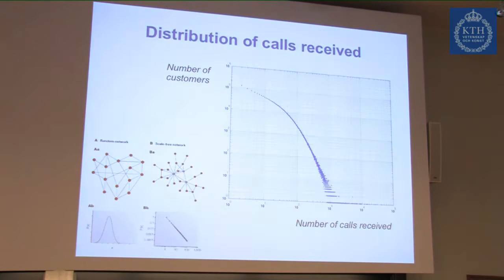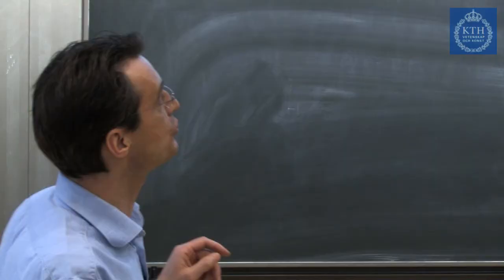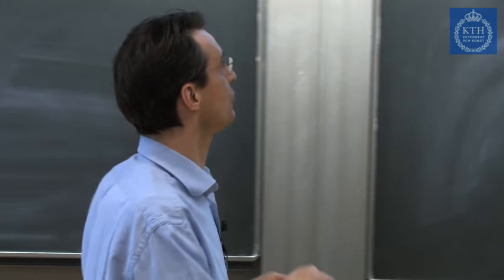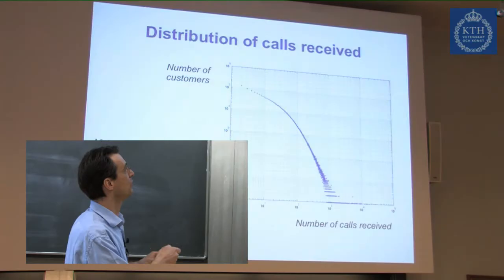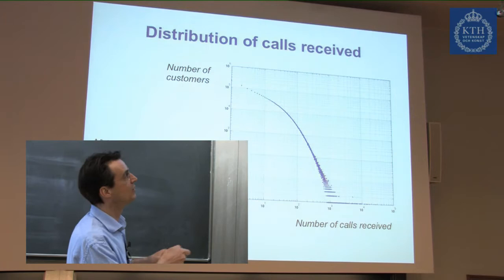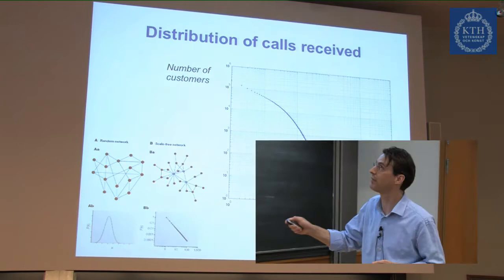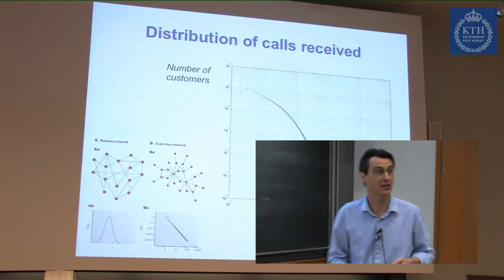I'm showing this just to show that it's clearly not a distribution that is centered around an average. So it's not like you could say, on average, people have received that many calls. If it was centered around an average, the distribution would probably look like that. Whereas this distribution looks more like a scale-free distribution that you get in networks known as scale-free networks. So this is just to give an idea of what the communication graph may look like. It is not a graph where you have a distribution of the number of calls received centered around a given value, but it's more like a graph like that.